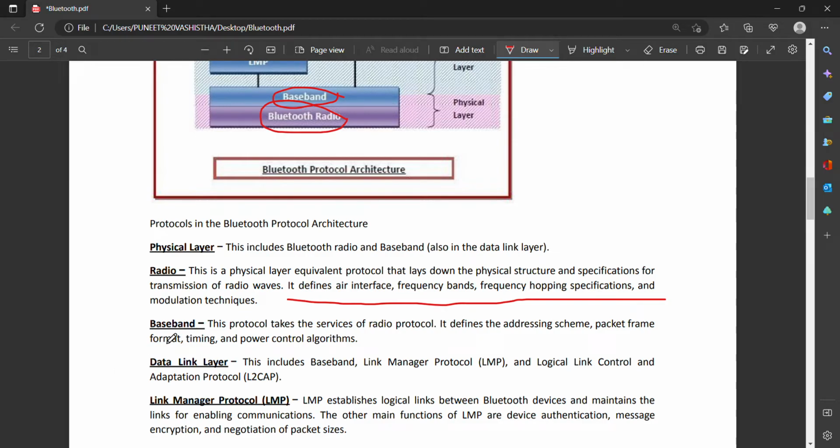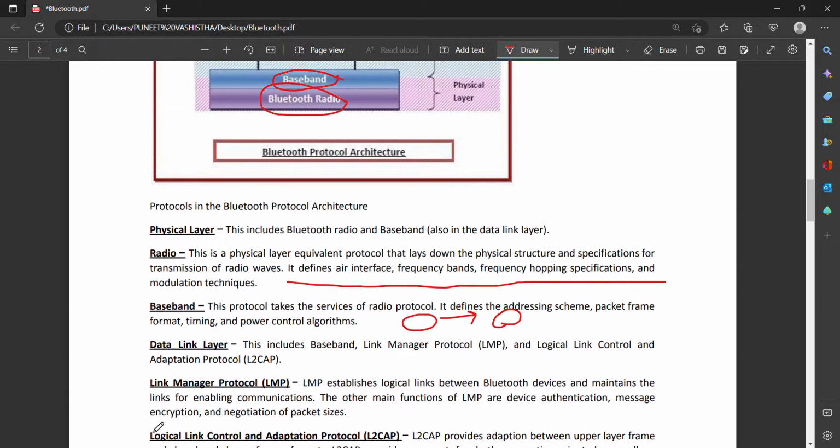Now we are moving to baseband. This protocol takes the services of radio protocol. It defines the addressing scheme, packet frame format, timing, and power control algorithms. So basically, the baseband defines, suppose we have a message being transmitted to another user via Bluetooth. It defines the addressing scheme, that is, to which address we have to send this message, right? This kind of thing would be decided by the baseband, right? This protocol takes the service of radio protocol and defines the addressing scheme, right?